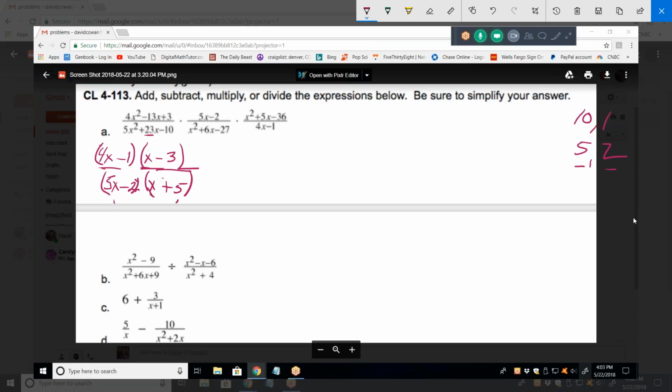Let's not do anything more until we get done. We're just going to do that. Can I factor that? No. All right, let's just write it. If you can't factor it, go ahead and write it. How about the bottom?